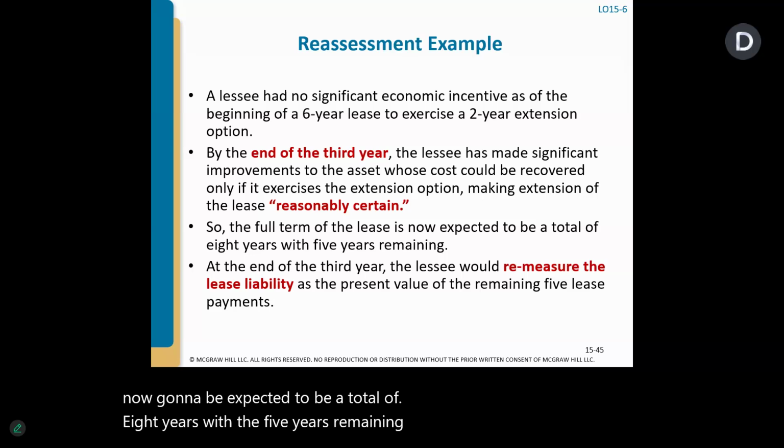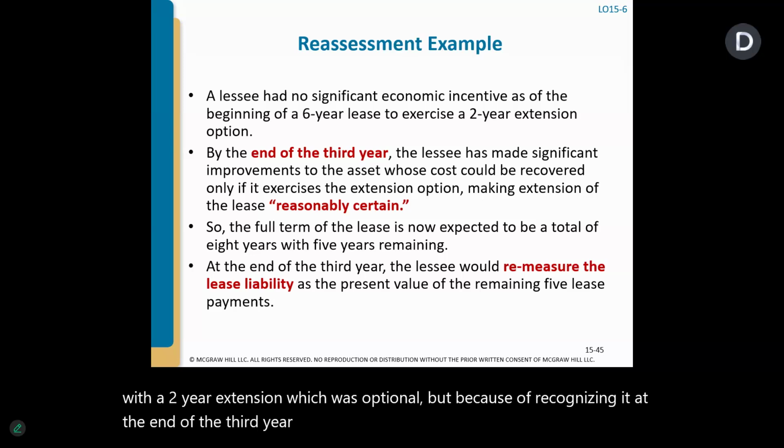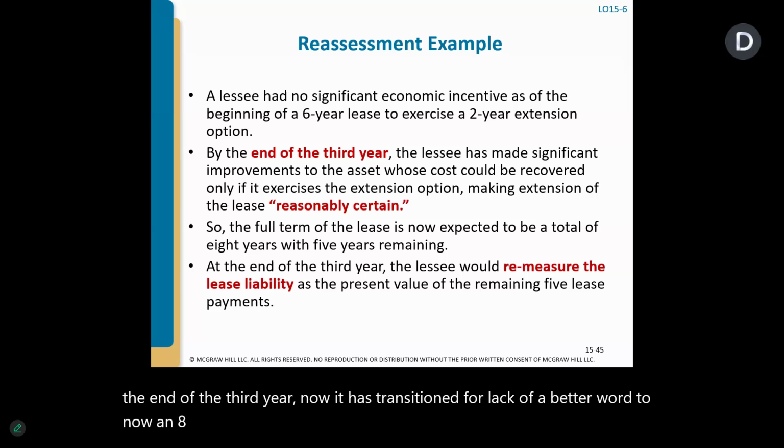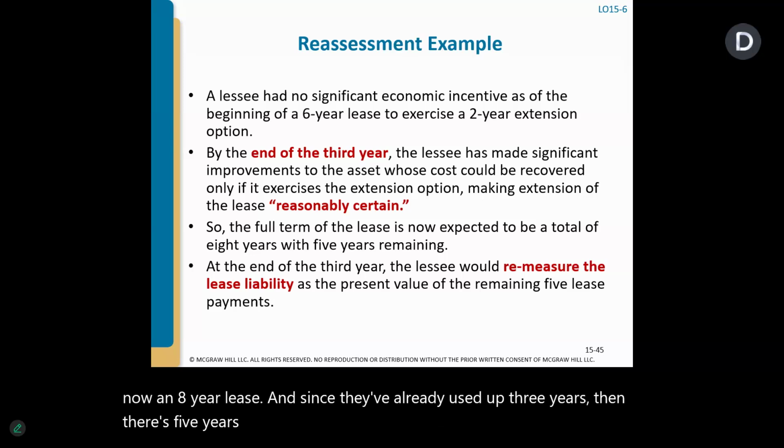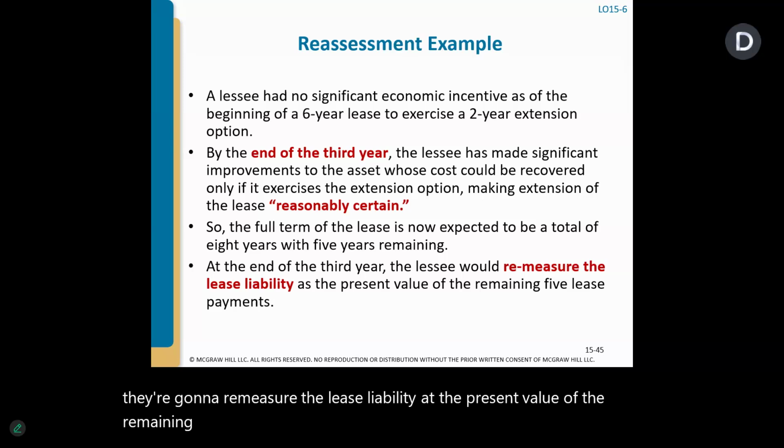So originally it was a 6-year lease with a 2-year extension, which was optional. But because of recognizing it at the end of the 3rd year, it has now transitioned, for lack of a better word, to an 8-year lease. And since they've already used up 3 years, there are 5 years remaining. At the end of the 3rd year, the lessee is going to remeasure the lease liability at the present value of the remaining 5 lease payments.